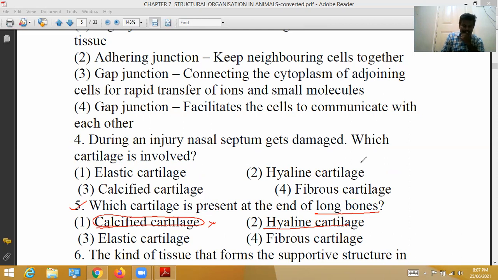Hyaline cartilage generally occurs in the trachea, the larynx, the nose, and the ends of long bones where they form joints. So for the fifth question, hyaline cartilage is correct. Elastic cartilage is not located in long bones. Fibrous cartilage is also not located in long bones. So the second option is correct.